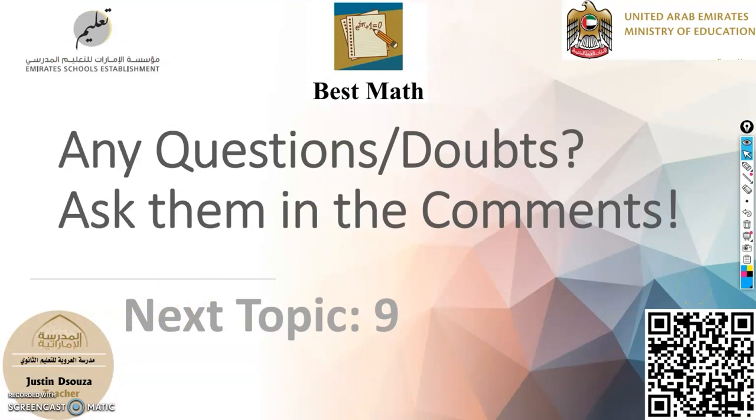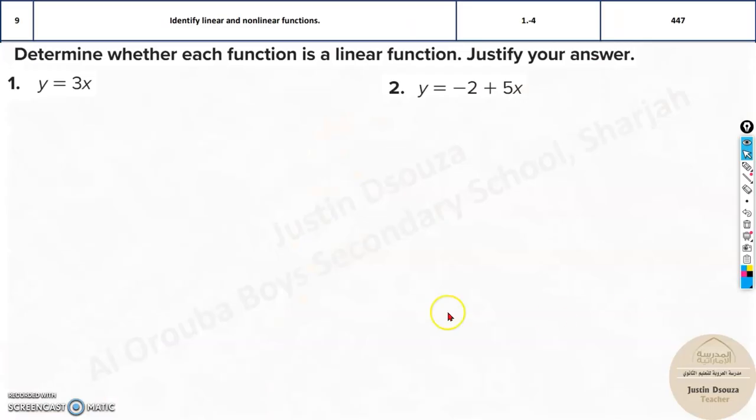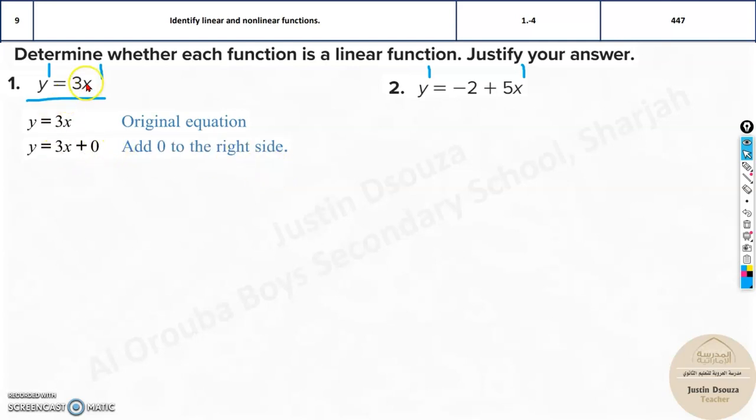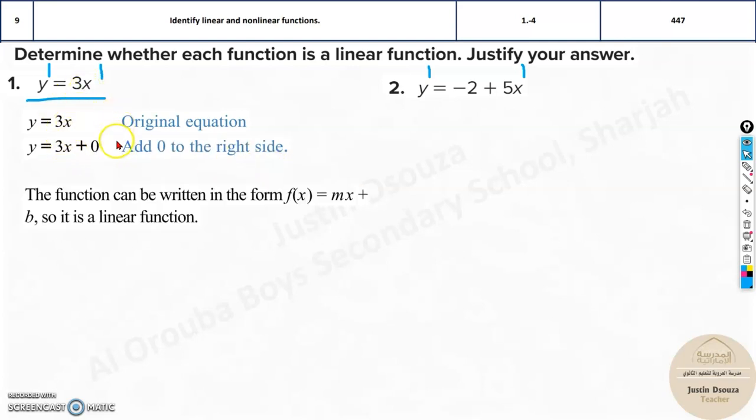Topic number 9 is another very simple and easy topic. It is to find linear or nonlinear functions. Now, there are various ways to find them, writing it in y equals mx plus b form and everything. But the easiest way would be to look into the terms. Are they all having power 1? Yes, so these are all linear. You do not need to even do anything over here. This is a linear function.